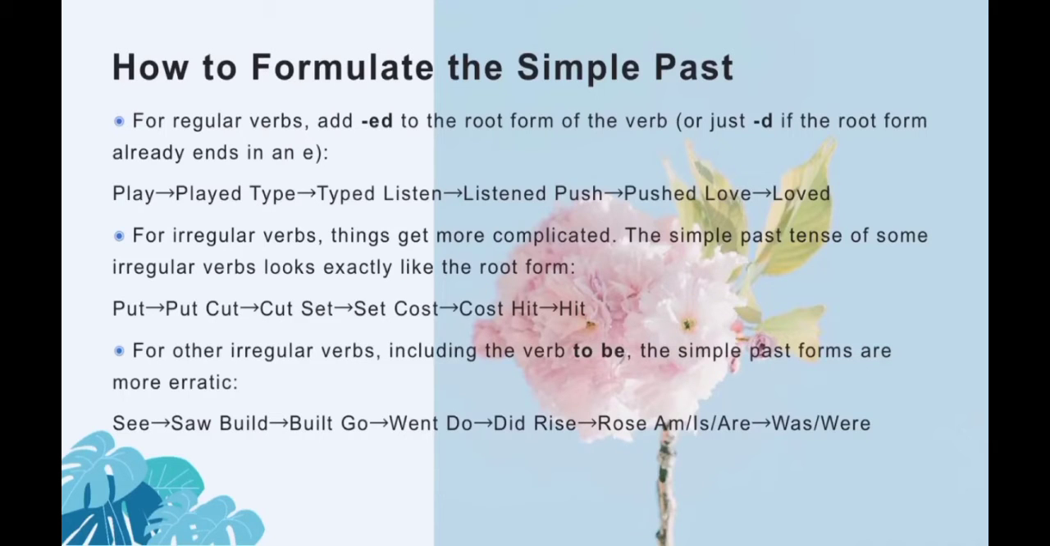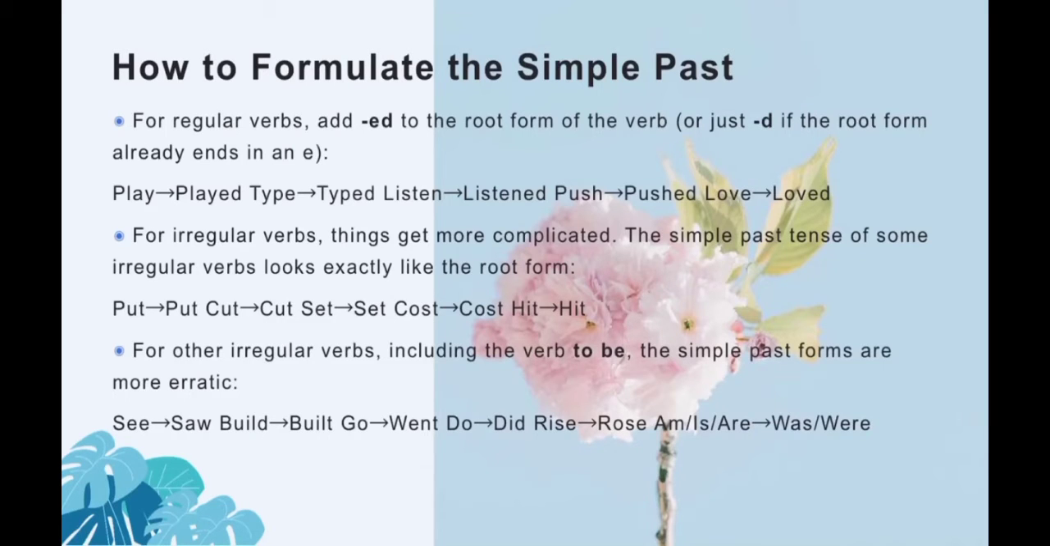For irregular verbs, things get more complicated. The simple past tense of some irregular verbs looks exactly like the root form. Put, cut, set. So it's just the same as the root word. And for other irregular verbs, including the verb to be, the simple past forms are more erratic. See, saw; build, built; go, went; do, did; rise, rose; am, is, are, was, and were. In this part, the root word has changed.